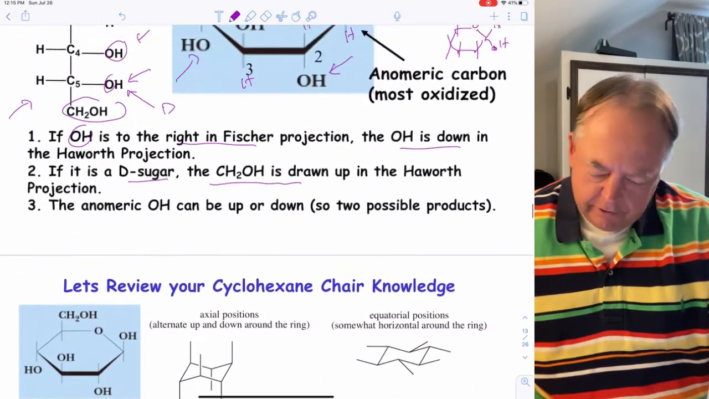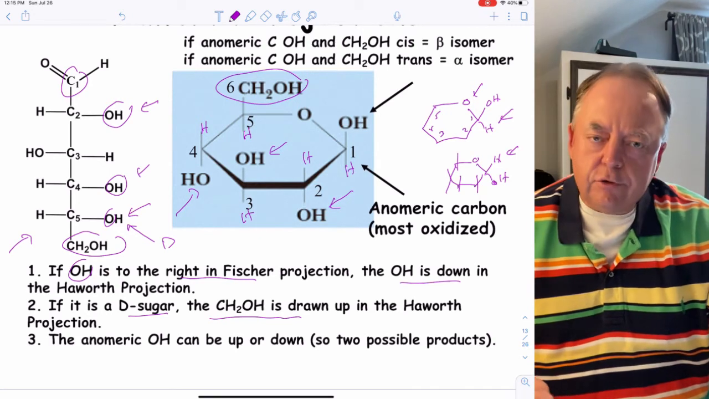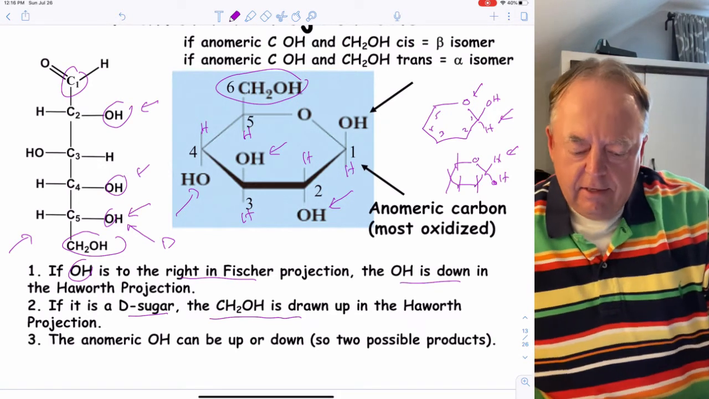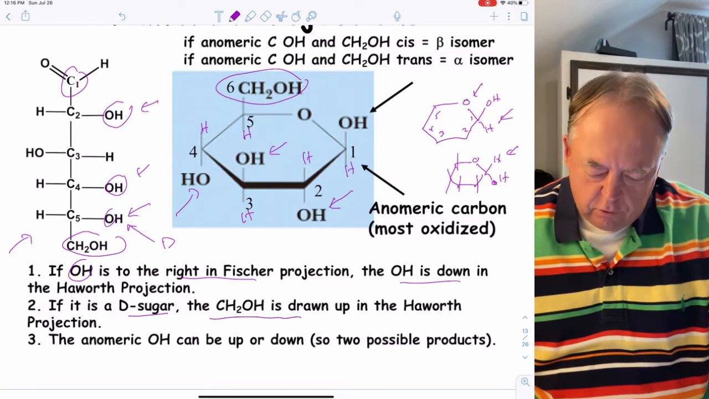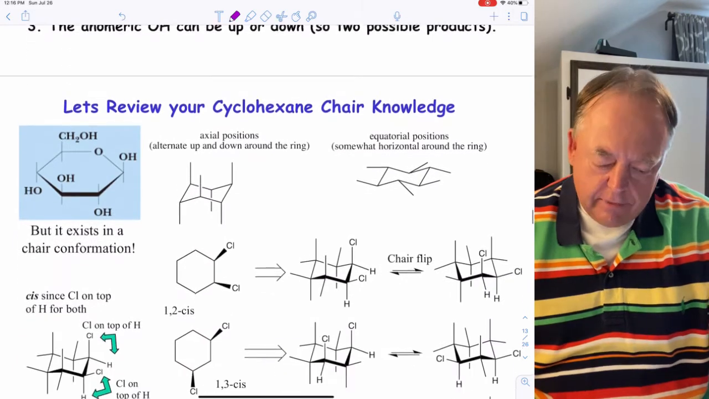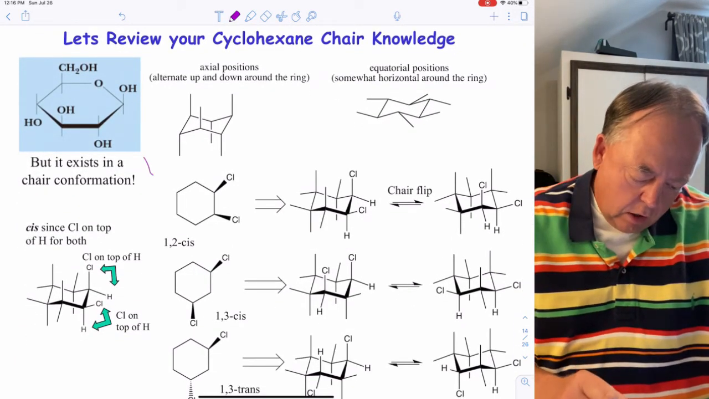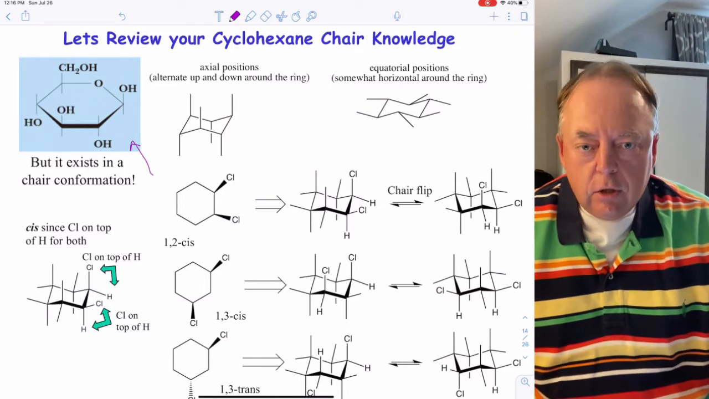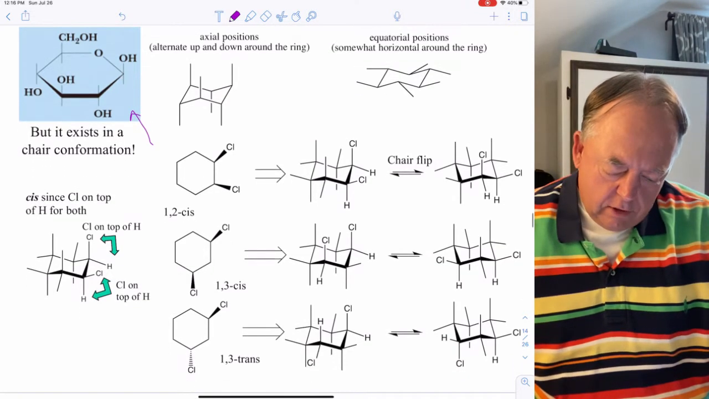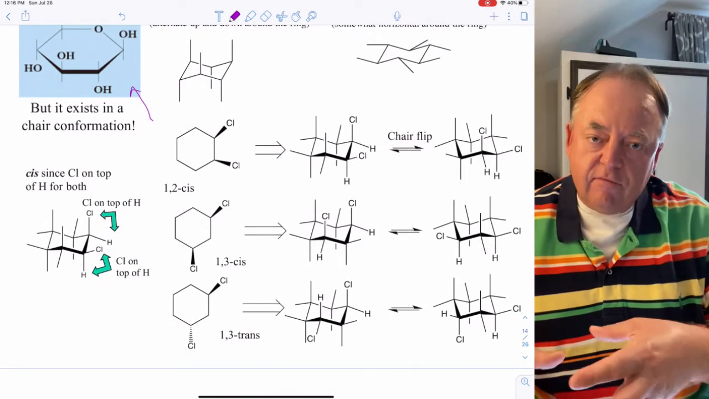Okay, but then it gets a little bit more complex than that, because the Haworth projection, the molecule's drawn flat. So this is a 6-member ring like a cyclohexane. It's just got oxygen in it. And of course, you know cyclohexanes are not flat, right? They adopt chair conformations. So what we want to do is take this Haworth projection and draw in a chair conformation instead. So let's remind you right quickly how to do the stereochemistry and then convert to a chair.